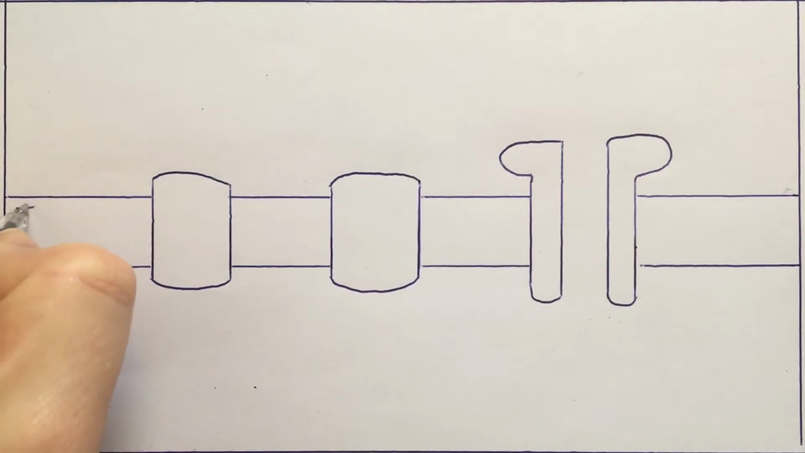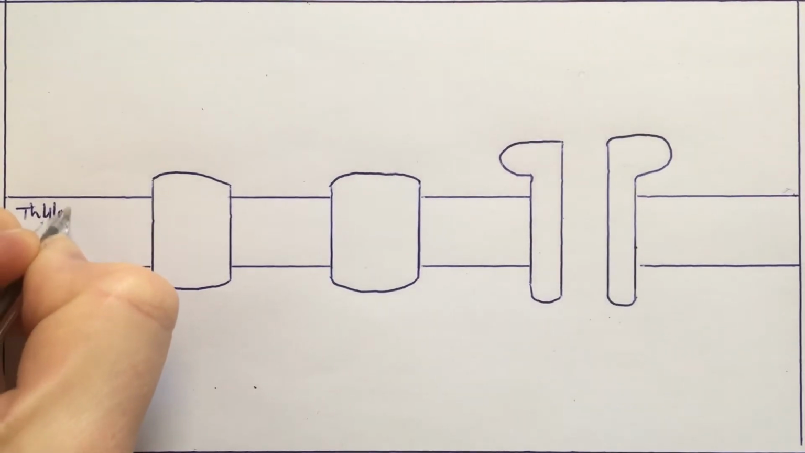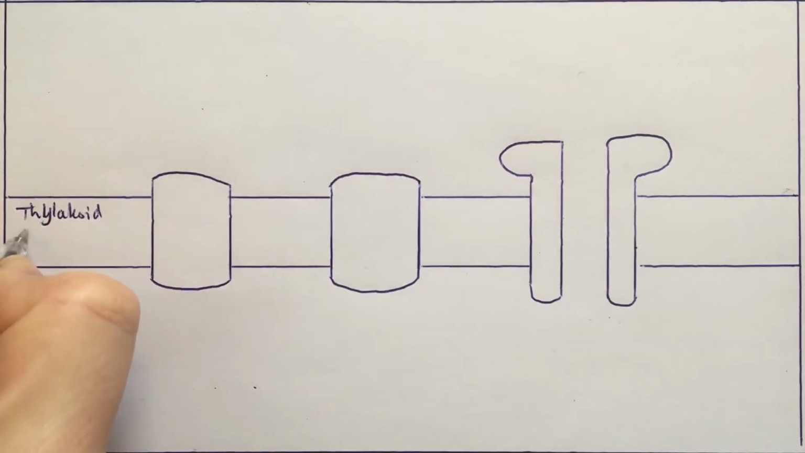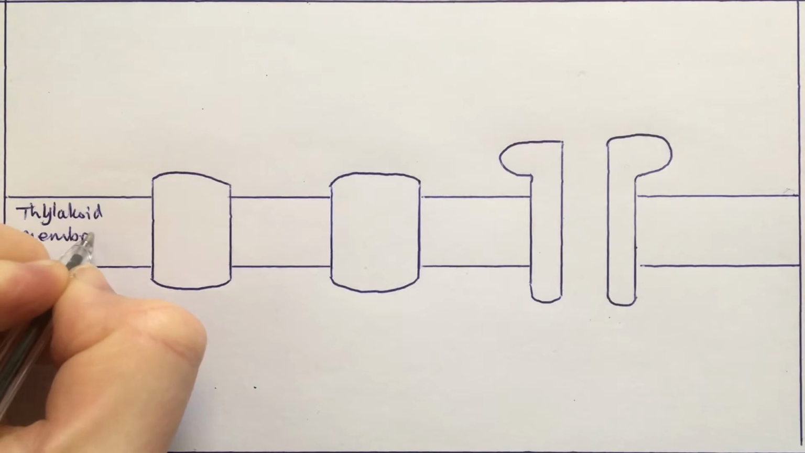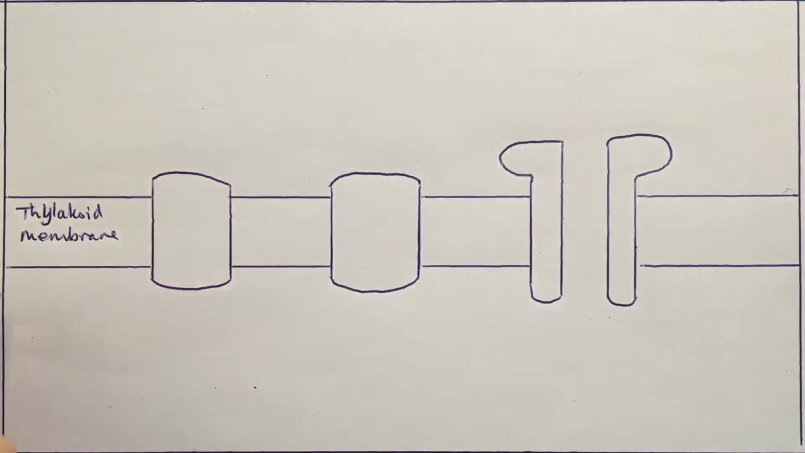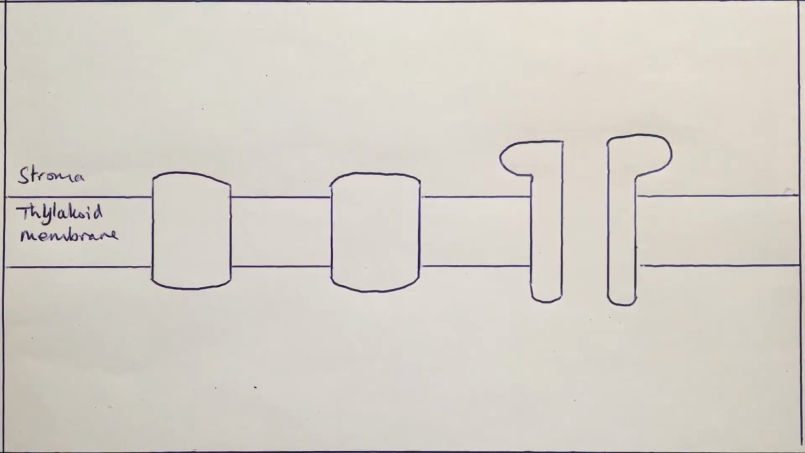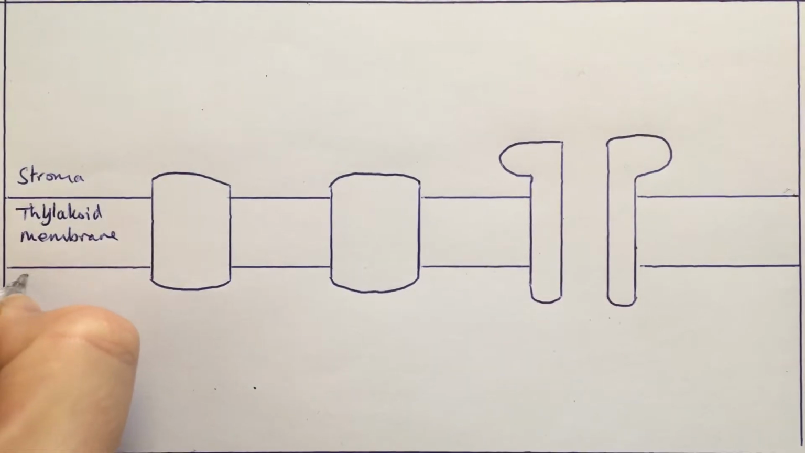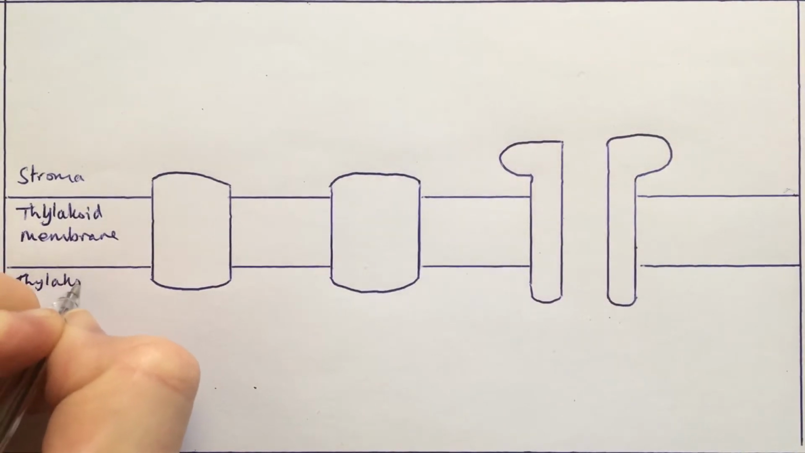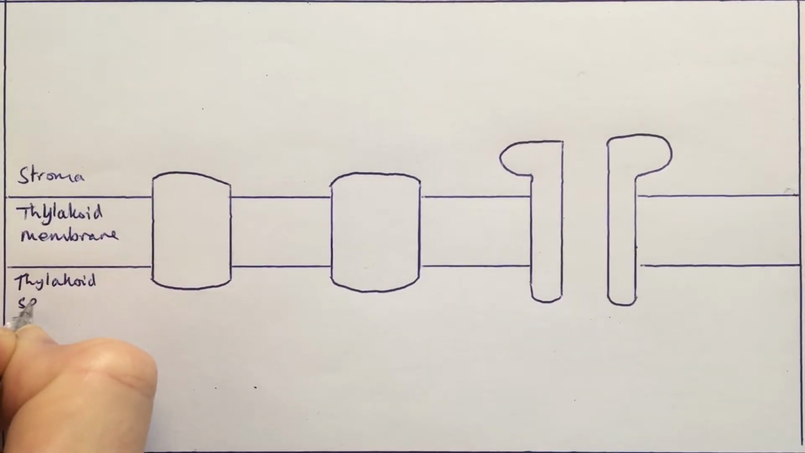So this is the thylakoid membrane. And then we have the stroma, which is the fluid of the chloroplast. And then we've got the thylakoid space, which is the internal part.